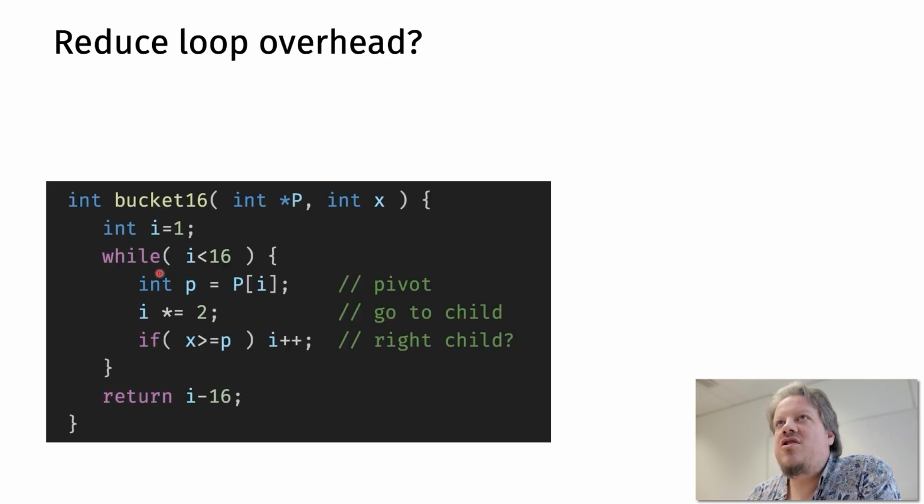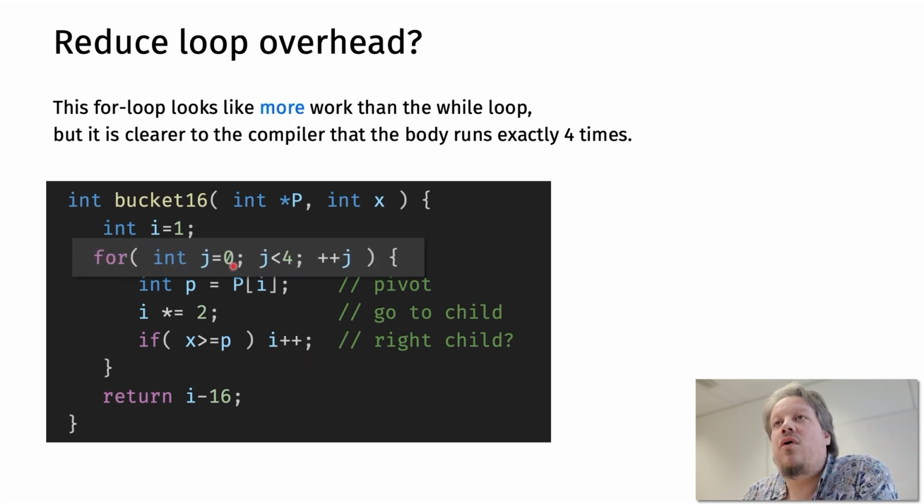So could we reduce the loop overhead of this while loop? Well, we know that this loop is going to happen 4 times, right? So what I could do is take this code and just write it 4 times, and then I don't have to check this. But we can actually also get the compiler to realize this. It's not quite up to the task of realizing that this loop necessarily happens 4 times. But if we write this for loop, then, well, initially you might think this is more work, right? Because I have to increment this j. I have this extra variable, I'm doing these increments.